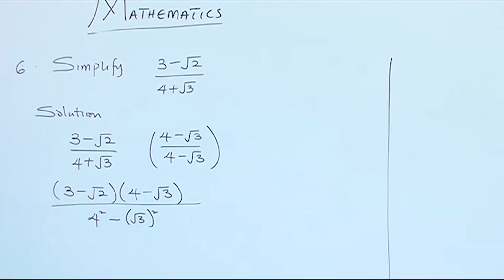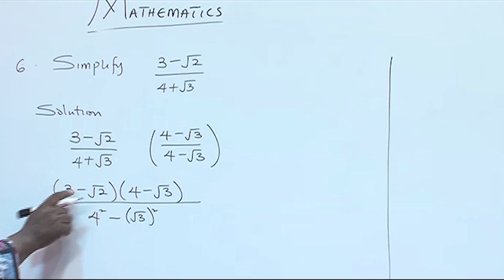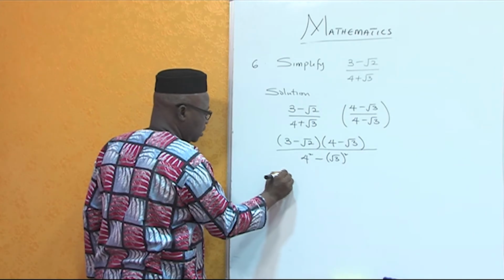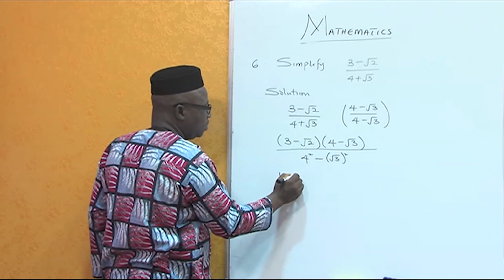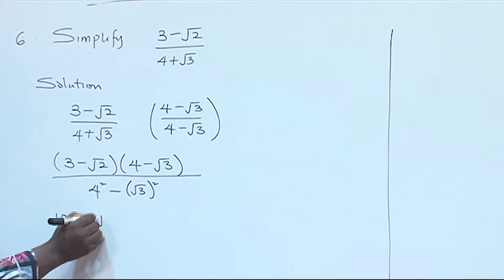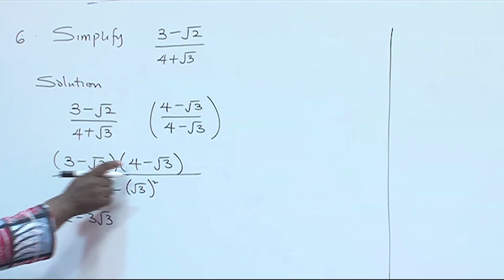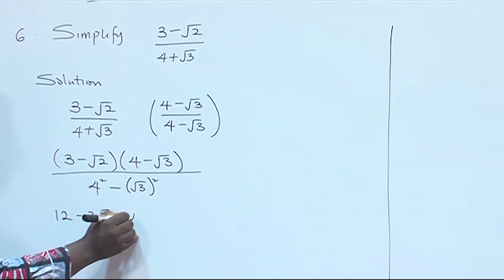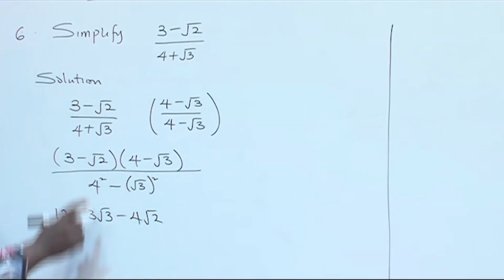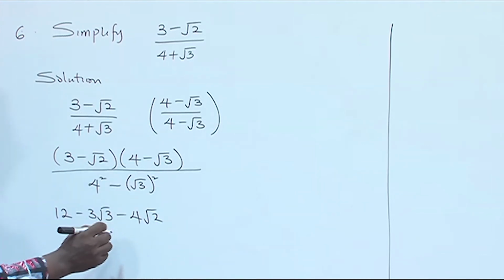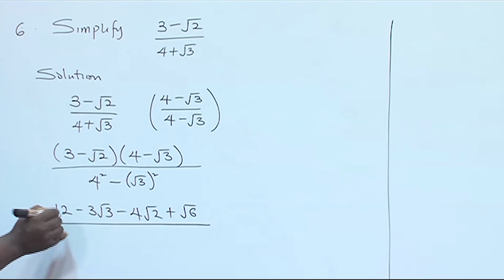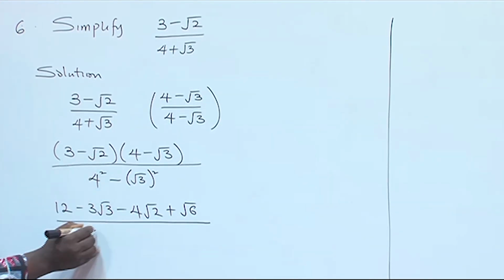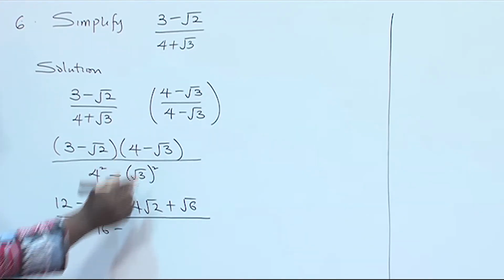So let me expand the bracket in the numerator. 3 multiplied by 4 is 12. 3 multiplied by minus root 3 is going to be minus 3 root 3. Minus 2 multiplied by 4 will be minus 4 root 2. Minus 2 multiplied by minus root 3 is going to be plus root 6. All divided by 4 squared is 16. Root 3 squared is 3.